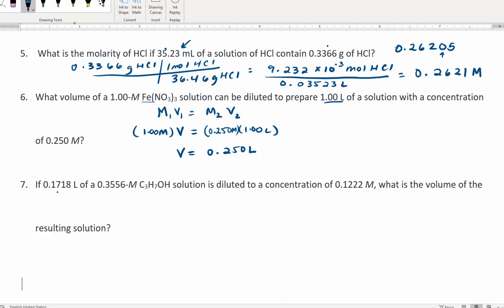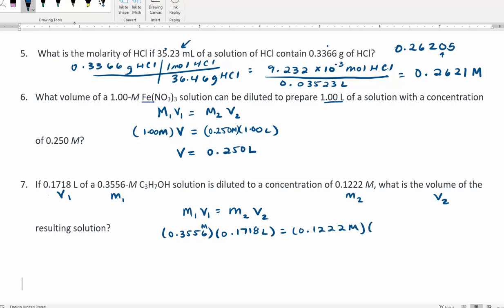Number 7, one that's slightly more difficult. If this volume, so I'm going to call this volume 1 of this molarity, I'm going to call this molarity 1, is diluted to a concentration of M2, then what is the volume? Well, now I just plug in my values to this equation. This is the dilution equation. So M1 is 0.3556 capital M molarity. The volume is 0.1718 liters, and that's going to be equal to 0.1222 capital M molarity times volume 2 that I don't know.